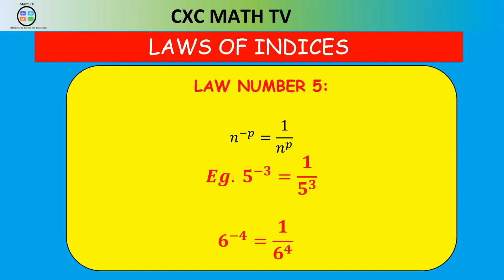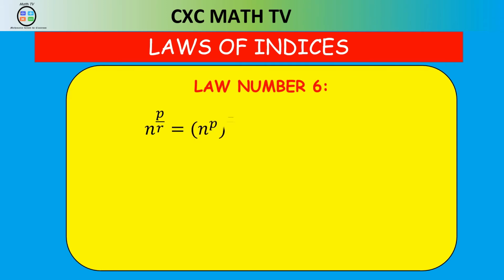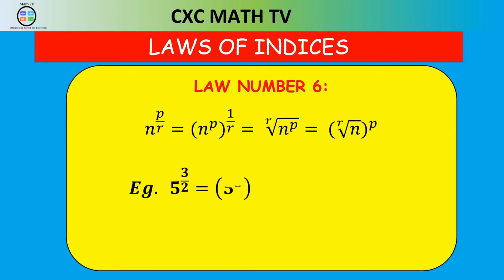Law number 6 tells us that n to the p raised to the 1 over r is just the rth root of n to the p, or some persons might write it as the rth root of n, raised to the p. In other words, 5 to the 3 over 2 you could write as 5 cubed raised to the half, or as the square root of 5 cubed, or as the square root of 5 all cubed. Just depending on what the question is, you can manipulate it any way you want. Likewise, 7 to the 4 over 3 would be, you tell me, write it down.